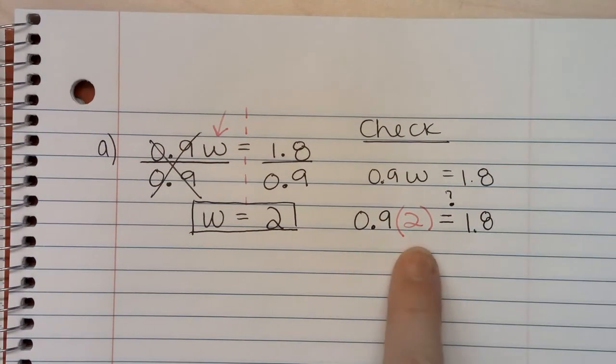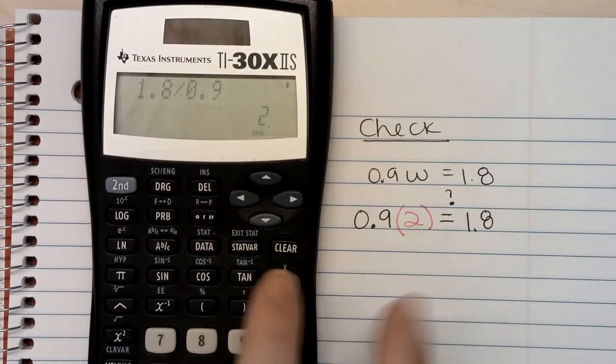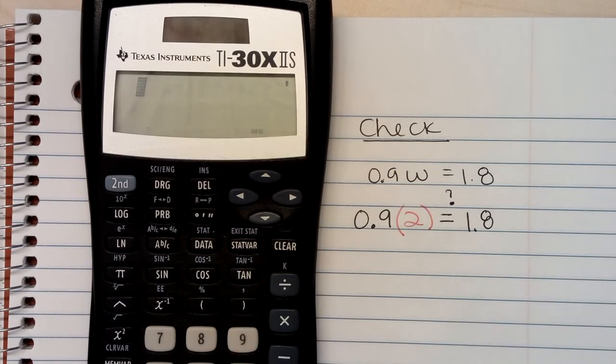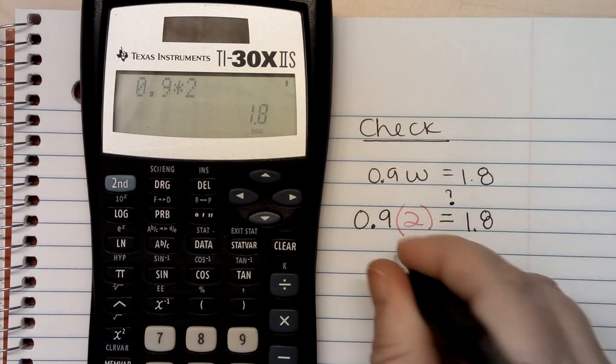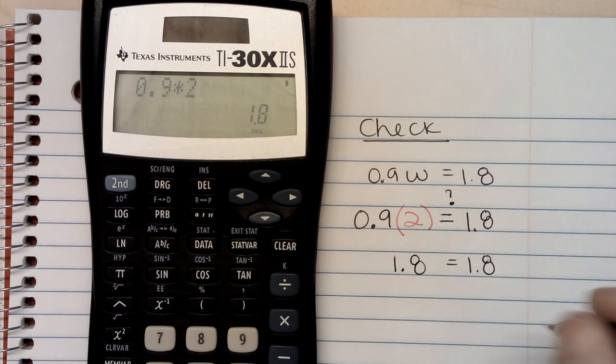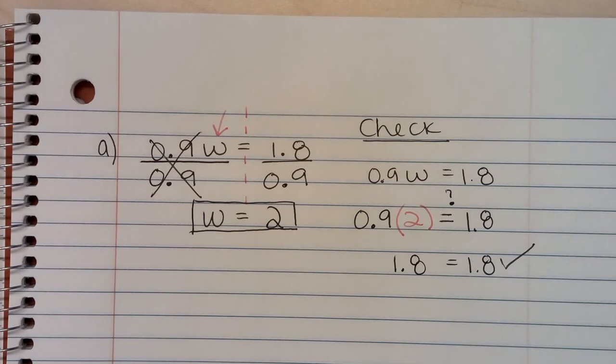So we want to know, does 0.9 times 2 equal 1.8? Well, I'm going to use my calculator again. 0.9 times 2 equals 1.8. So if I have 1.8 equals 1.8, check. It worked. Perfect.